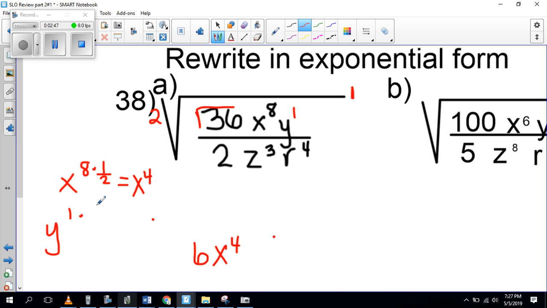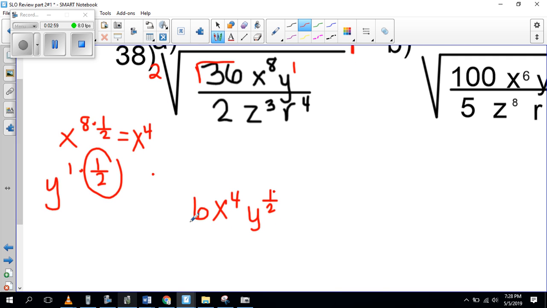times 1/2. Well, guys, I'm not going to put this in my calculator. Anything times 1 is that other number. So that's y to the 1/2. Okay? Now we're going to come and do our bottom part. We're going to do 2. So can we take the square root of 2? Let's see.